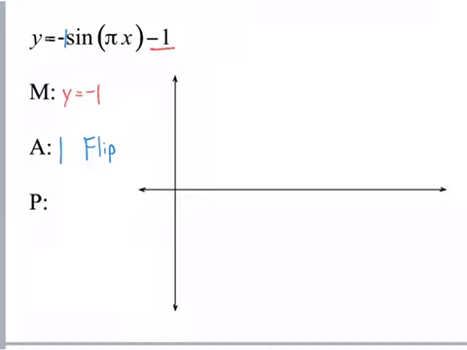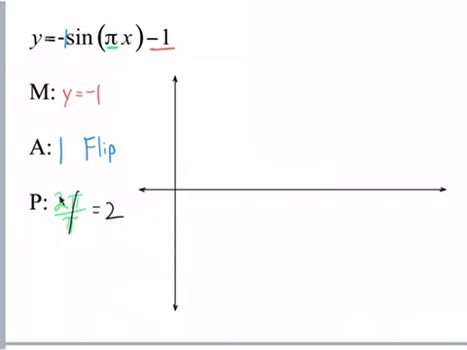Lastly, there's this pi right here. We use that to find our period. So our period's always 2 pi divided by b. And when I finish that, this cancels. It leaves you 2. So my period is 2.